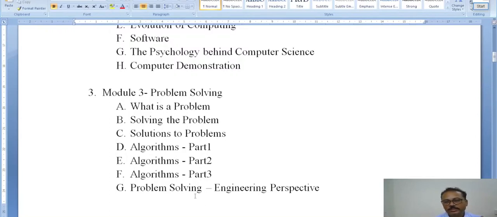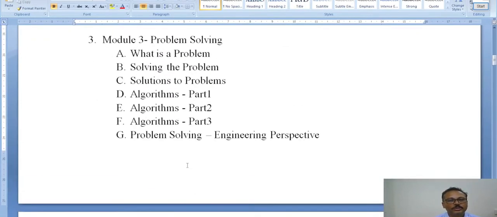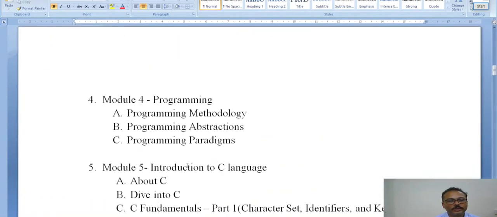And then we'll discuss some problems and how to solve those problems. We represent them using algorithms. So those things we'll do as part of module 3. And then programming methodology, programming, abstraction, and then paradigm.